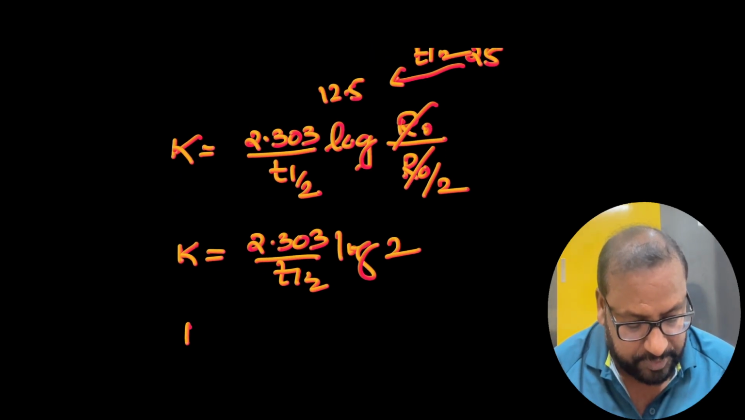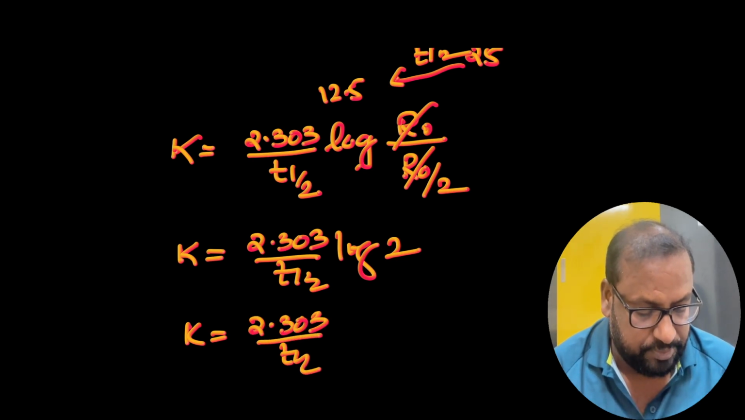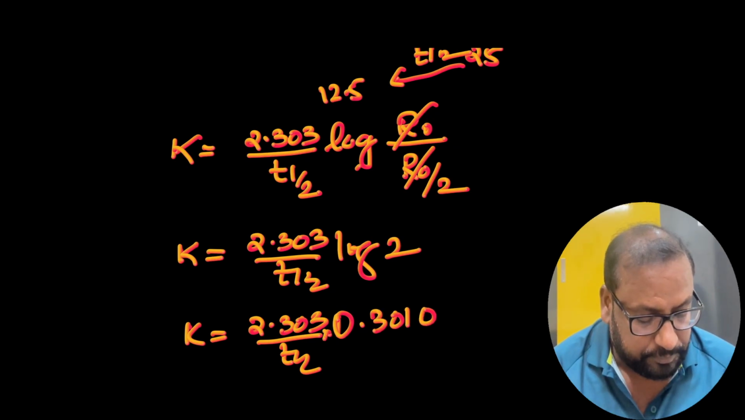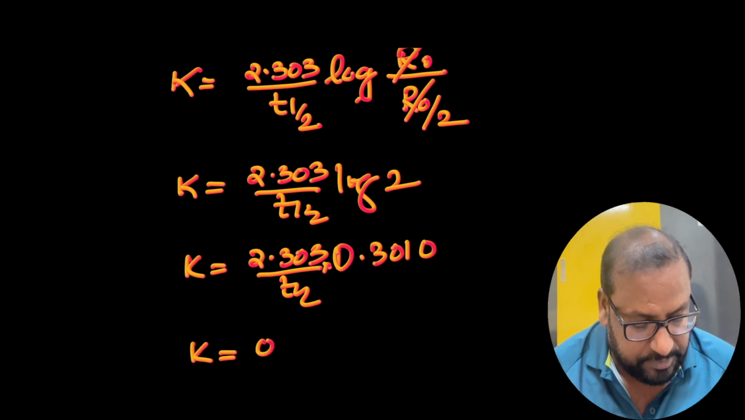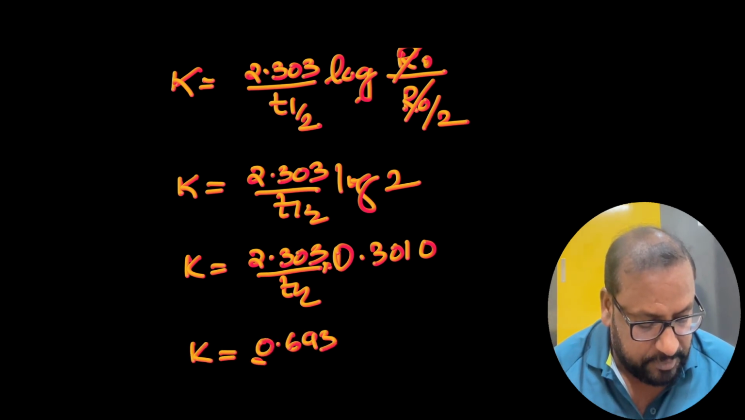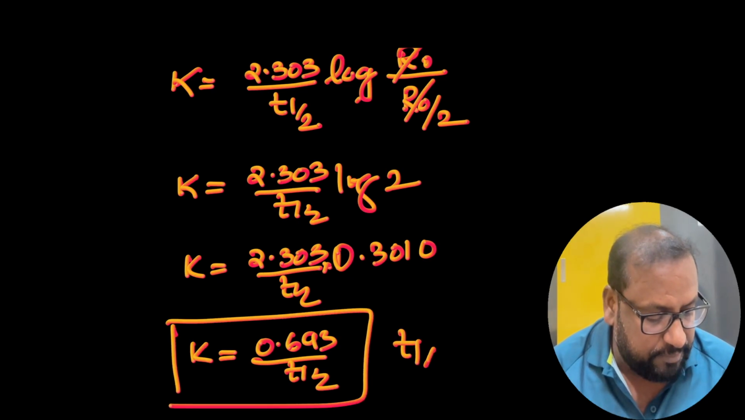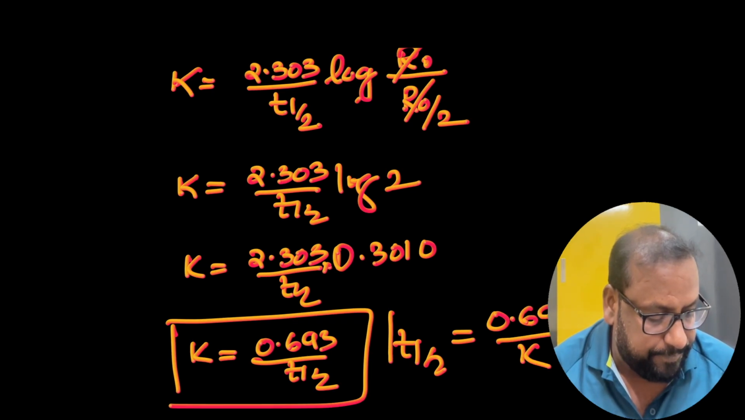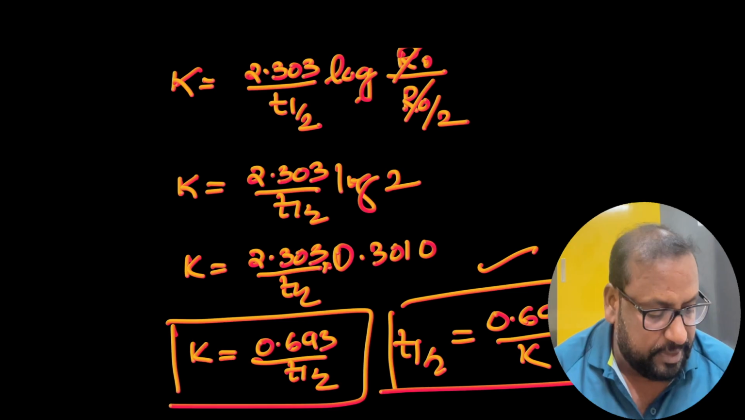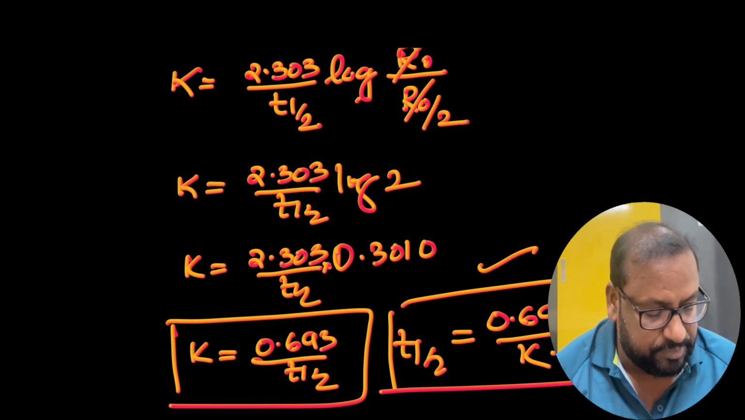Log 2 we know it. Log 2 equals how much? k equals 2.303 by t 1 by 2 into 0.3010. Right? So if we multiply these two numbers, k will be equal to 0.693 over t 1 by 2. This is the formula: t 1 by 2 equals 0.693 over k. So we have to find the k and substitute here. We just have to divide 0.693 by k to get the t half.